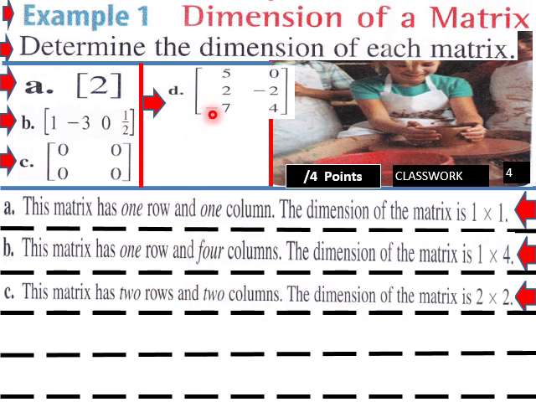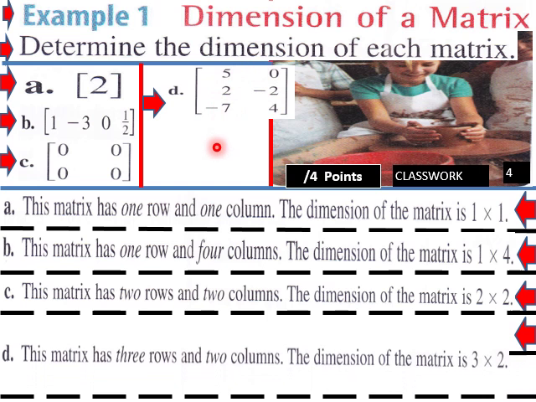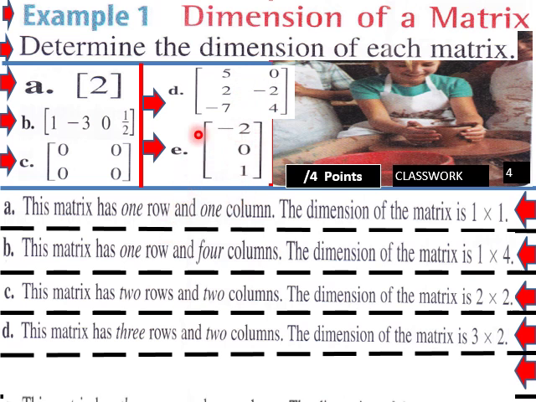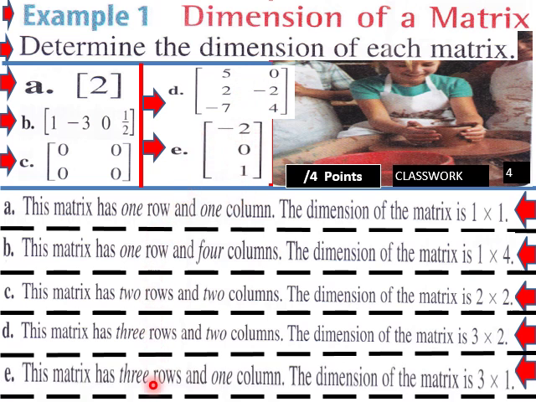And then for D here, we have this situation here. This matrix has 3 rows, we got 3 rows and then 2 columns. The dimension would be a 3 by 2. That'd be a 3 by 2. And then this situation here will be for E. This matrix has 3 rows and 1 column. So the dimension of the matrix will be 3 by 1. This will be a 3 by 1.